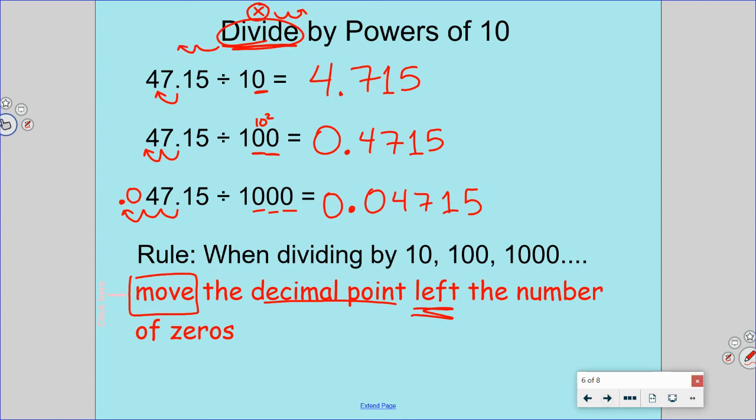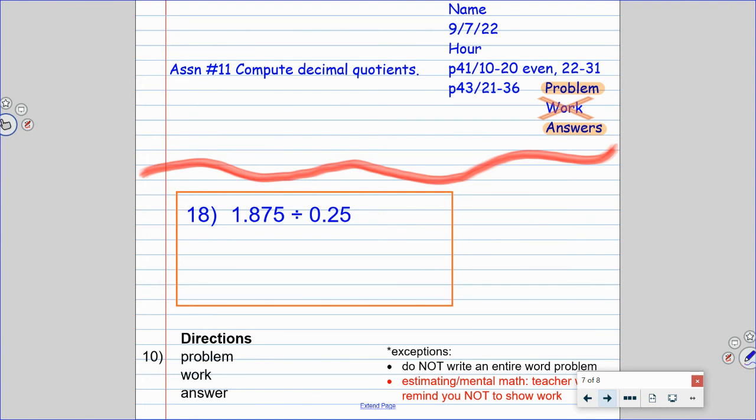That's all I have for today, ladies and gents. Once again, a reminder, please, to put a squiggly line underneath all your notes. Go into the directions, problem work, and answer. Don't forget those exceptions. And for page 43 only, write the problem and your answer, but do not write work down for page 43 only. That's what I got. Take care, do well, and let's grow.